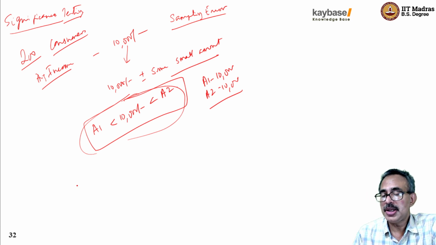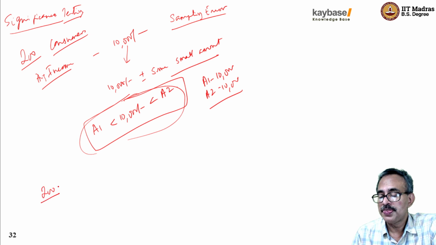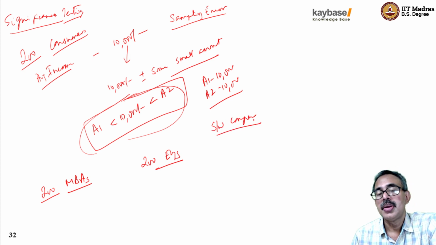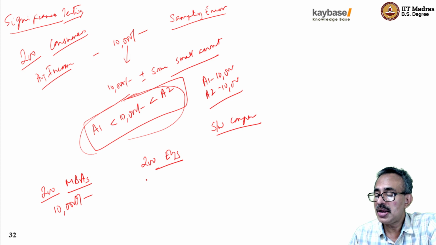Let us say we have a sample of 200 MBAs, and we have a sample of 200 engineers. Let's say they're all working in software companies. Now let's say the 200 MBAs we find have an average income of 10,000 rupees, and the 200 engineers have an average income of 10,200 rupees.